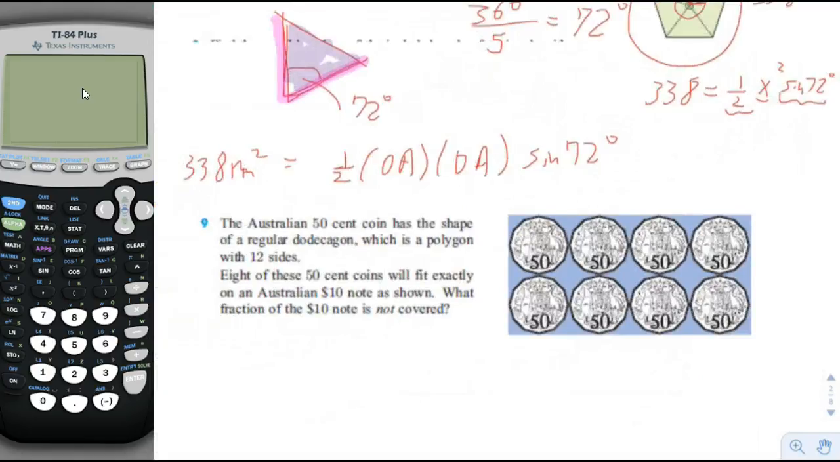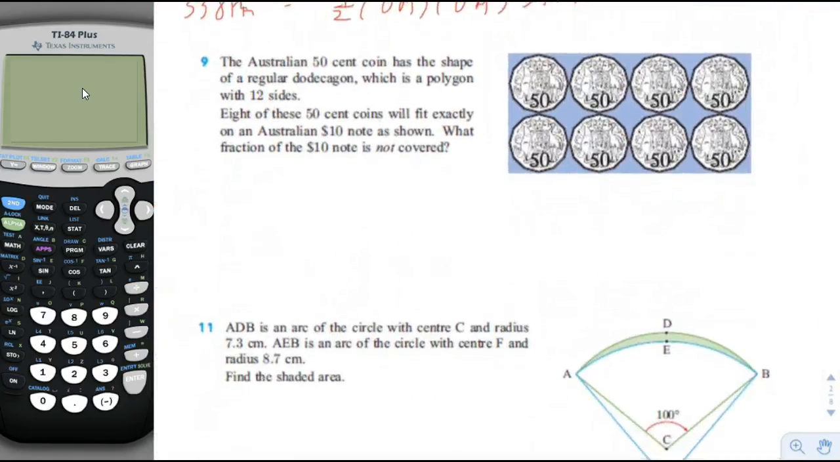Okay, number 9. The Australian 50-cent coin has the shape of a regular dodecagon, which is a polygon with 12 sides. Each of the 8 of these 50-cent coins will fit exactly on an Australian $10 note as shown. What fraction of the $10 note is not covered? So basically we need to figure out the area of one of these dodecagons, and then later we'll need to subtract it off the area of the bill.